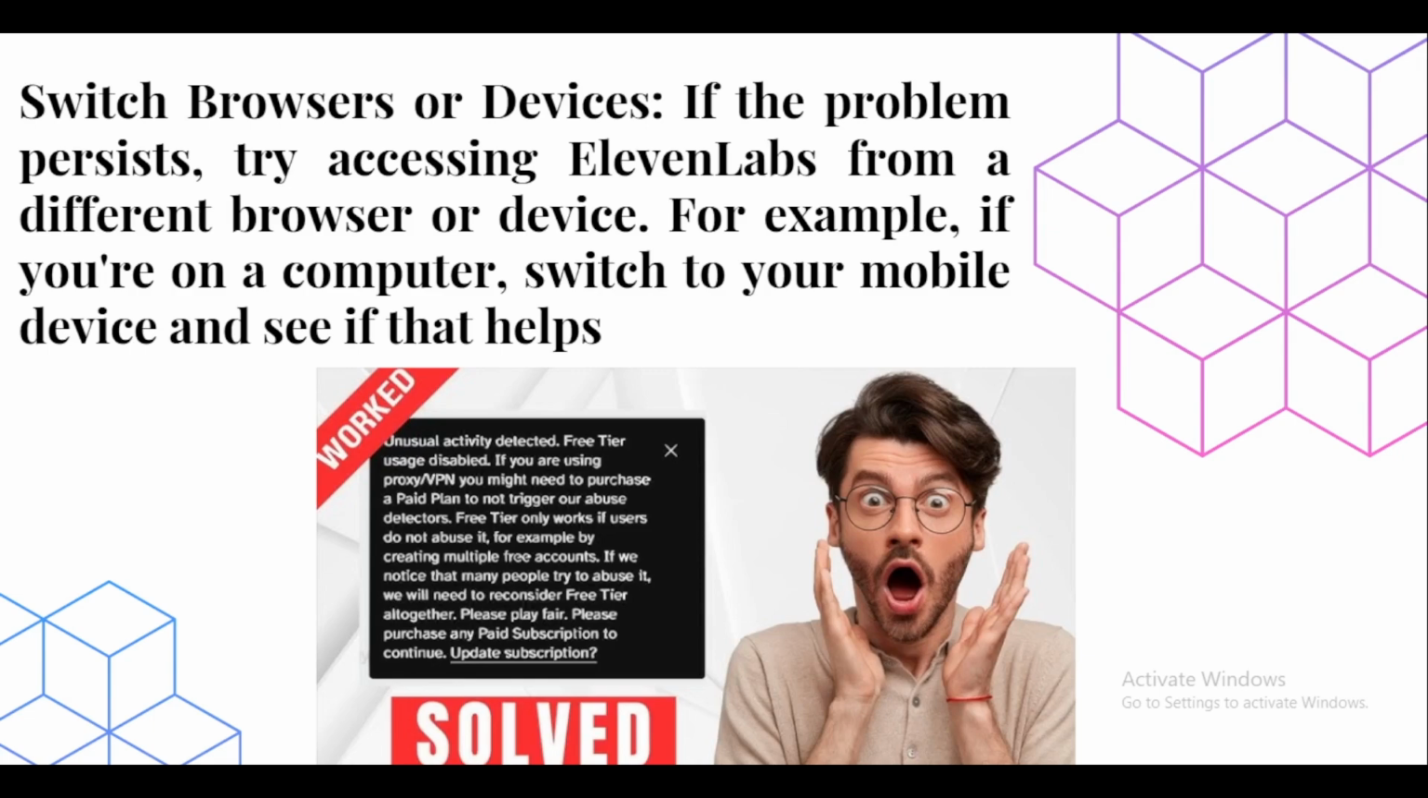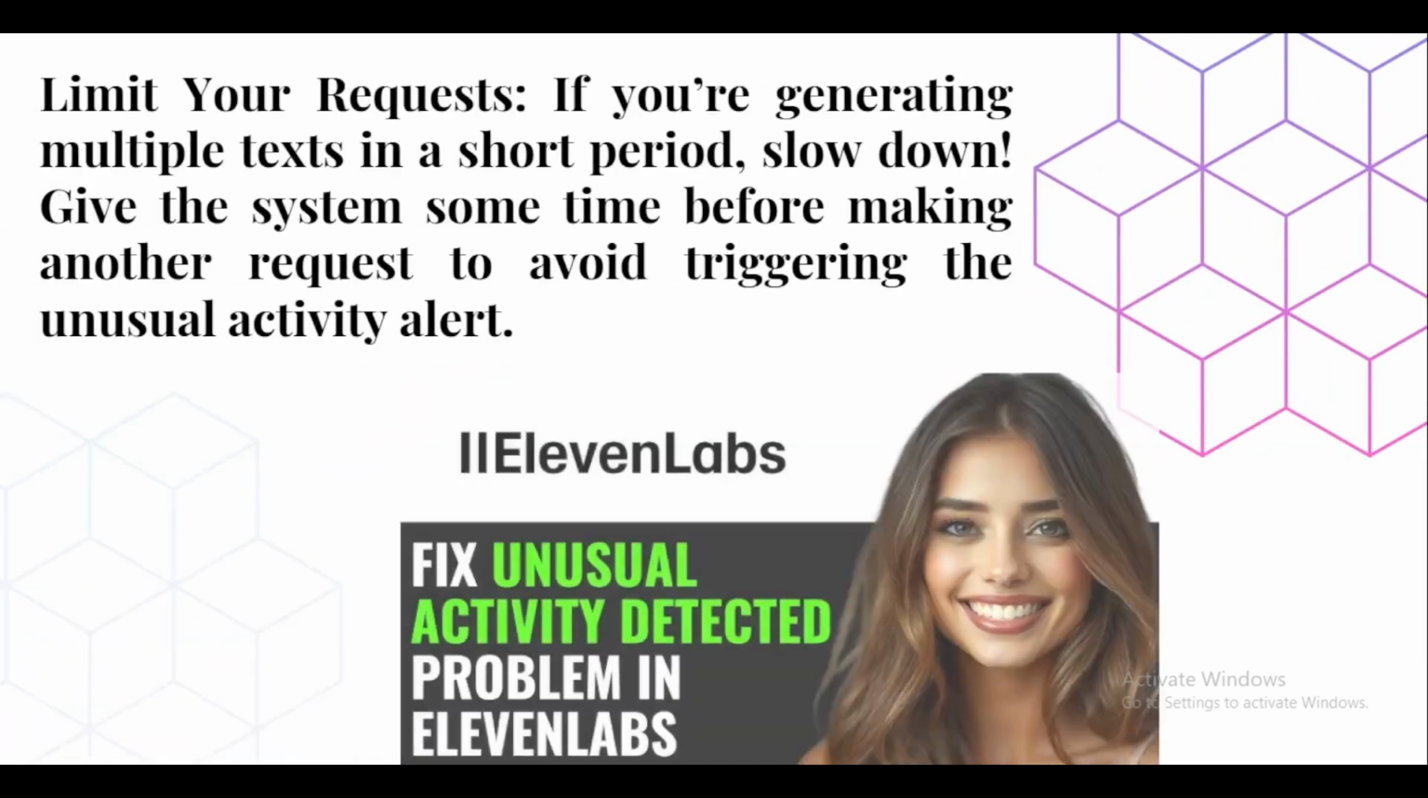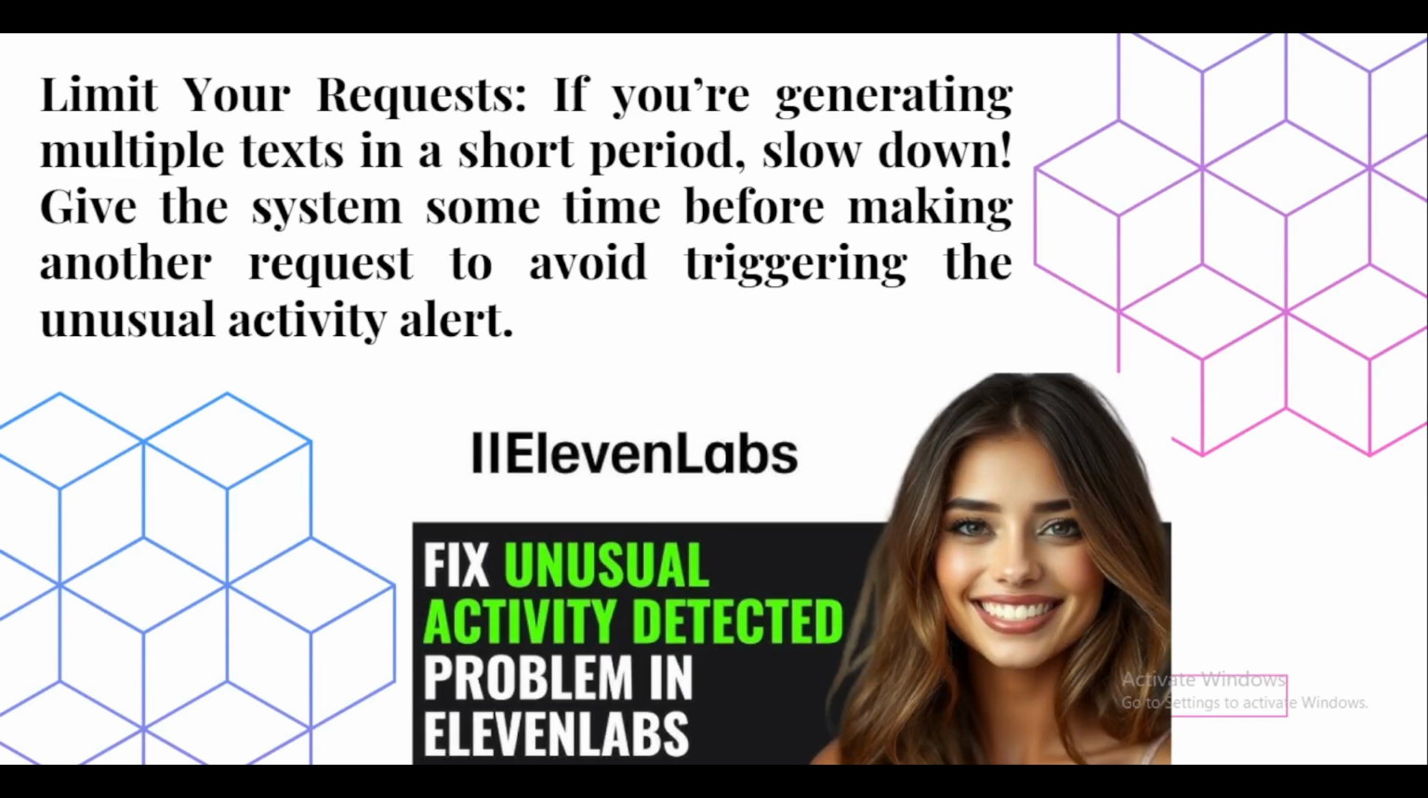4. Limit your requests. If you are generating multiple texts in a short period, slow down. Give the system some time before making another request to avoid triggering the unusual activity alert.